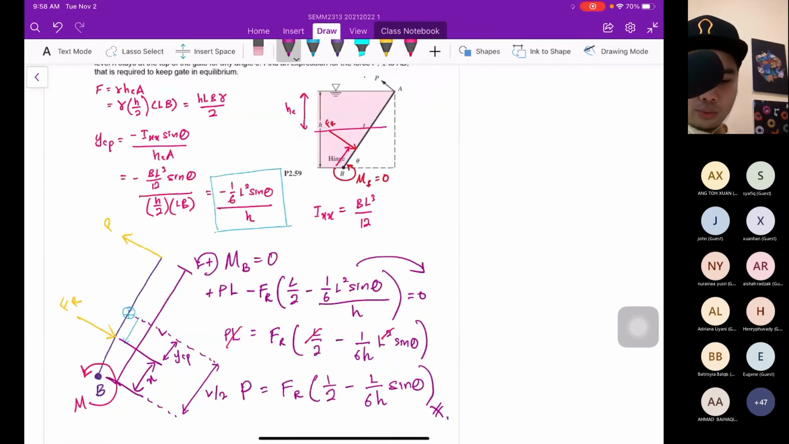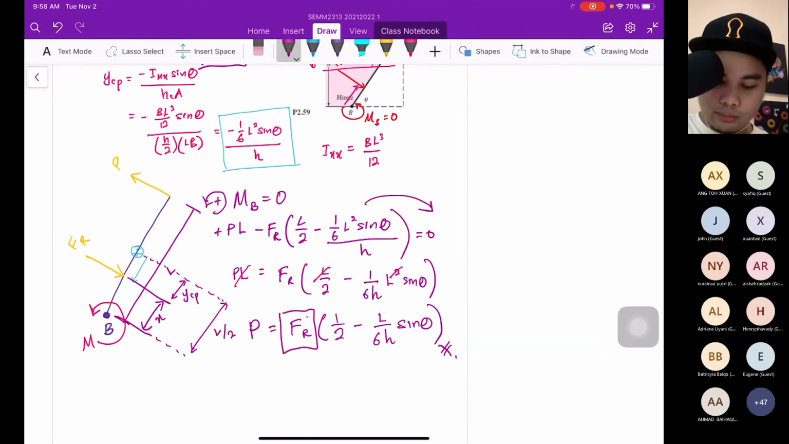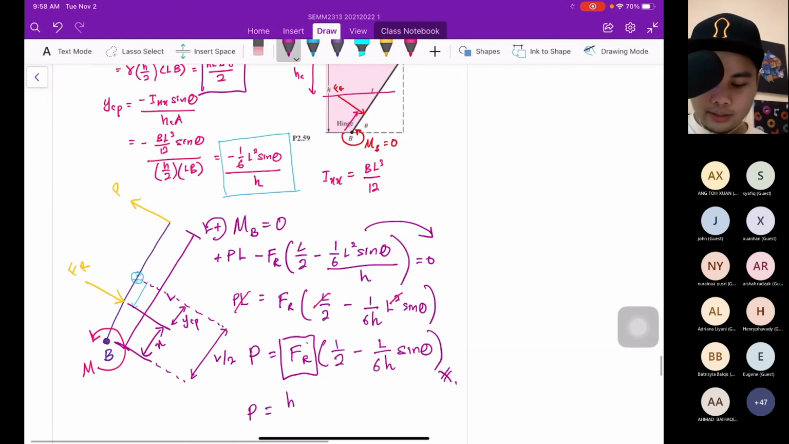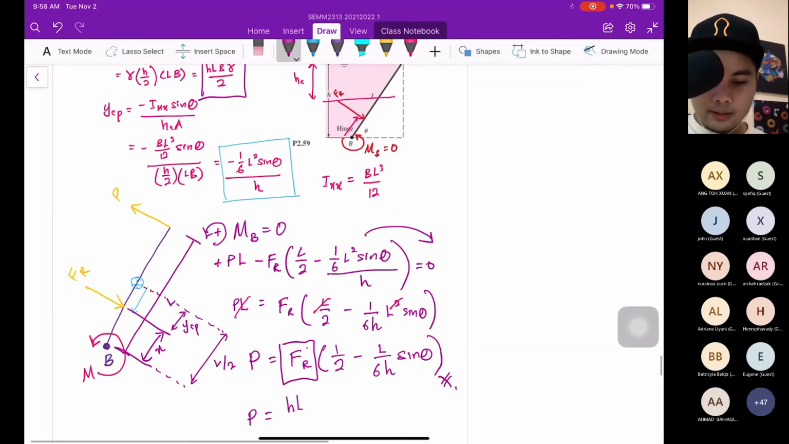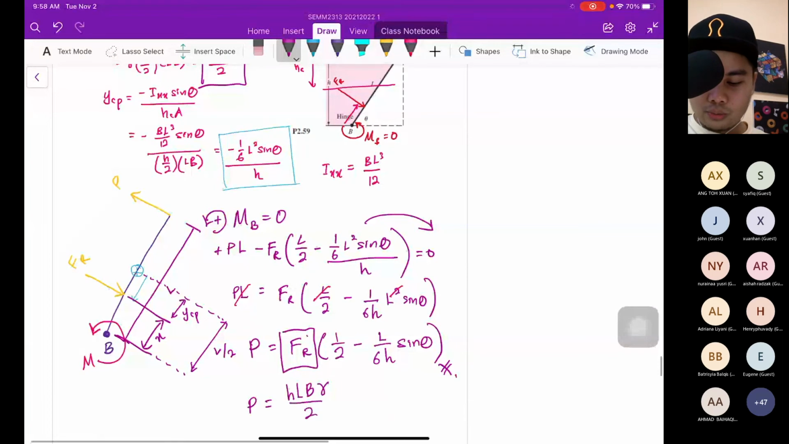If you are good, you can also replace FR in terms of this. So you can do more: P equal to FR, which is H L B gamma over 2. You do all this.